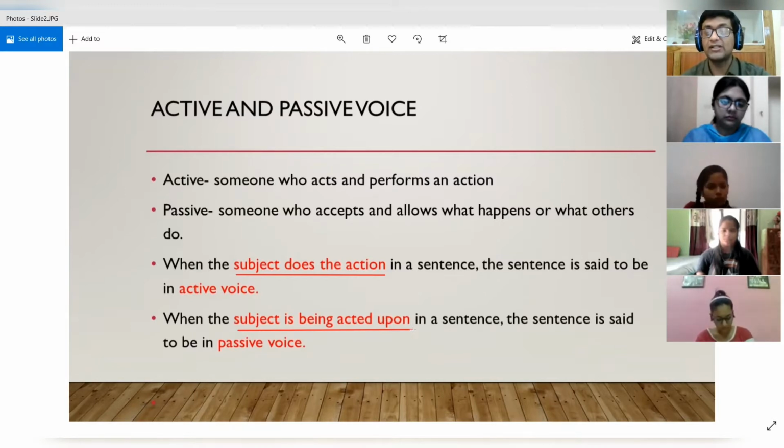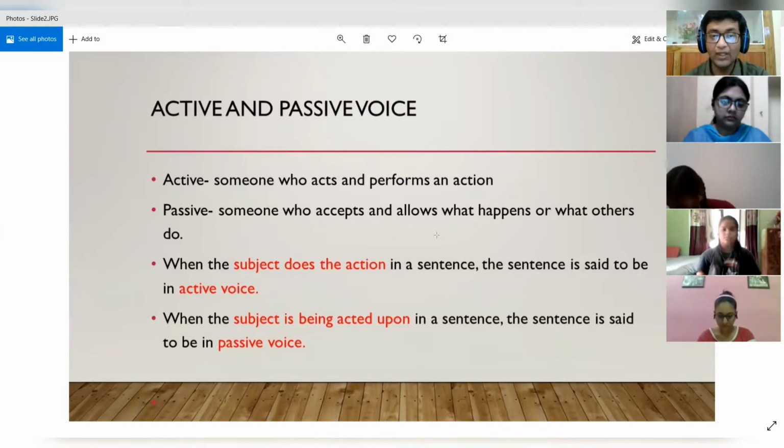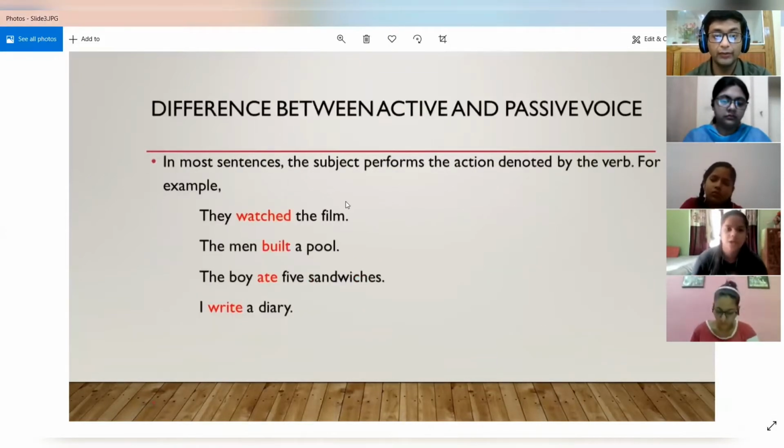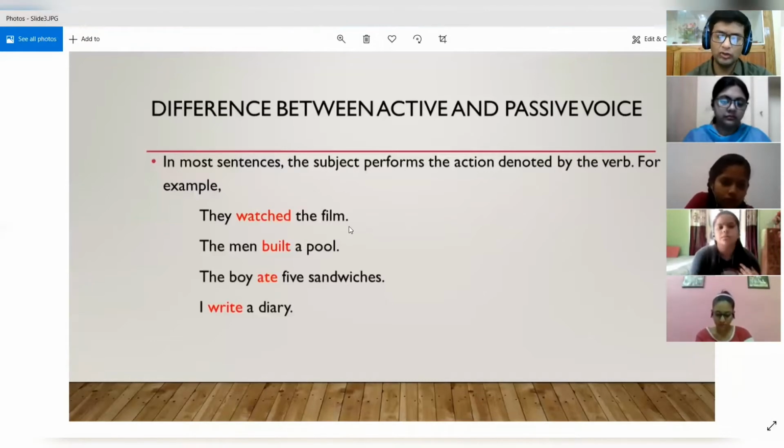Now we will see some examples to better understand what is an active voice and what is a passive voice. So now see here. In most sentences, the subject performs the action denoted by the verb. Most of the times we see that the subject of the sentence is that person who does all the action. All right. For example, they watched the film.